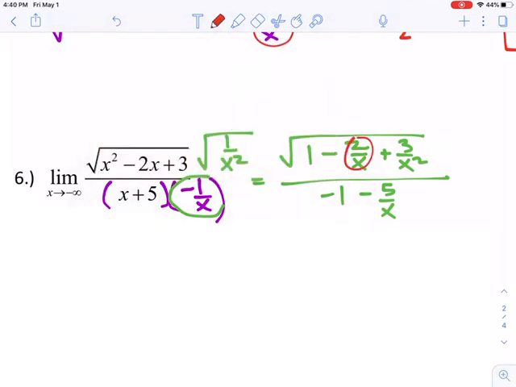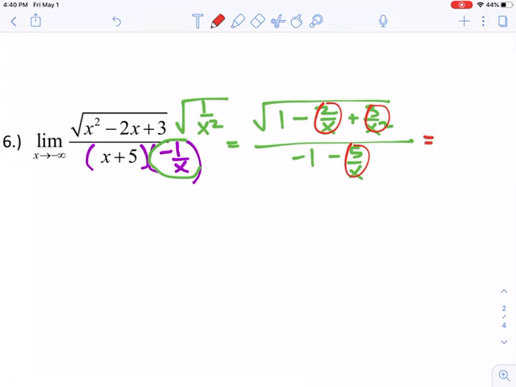So I know that these all go to zero. And if that's the case, I'm going to have the square root of 1 over negative 1, which is negative 1.